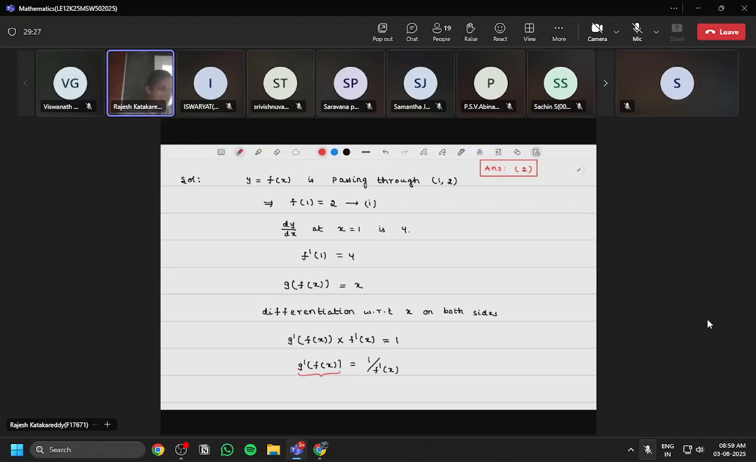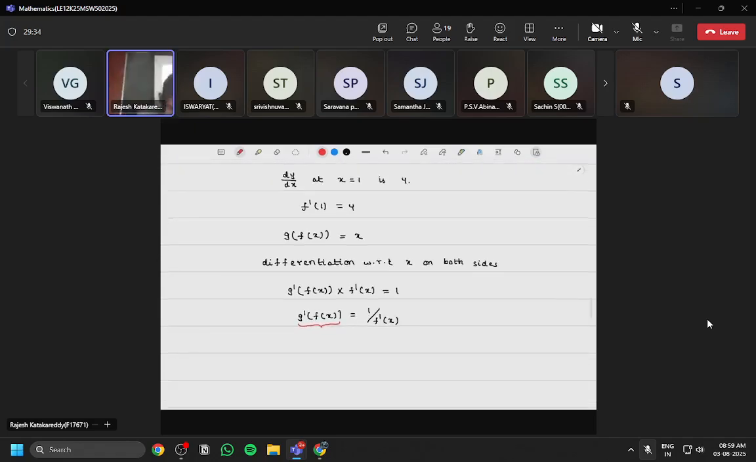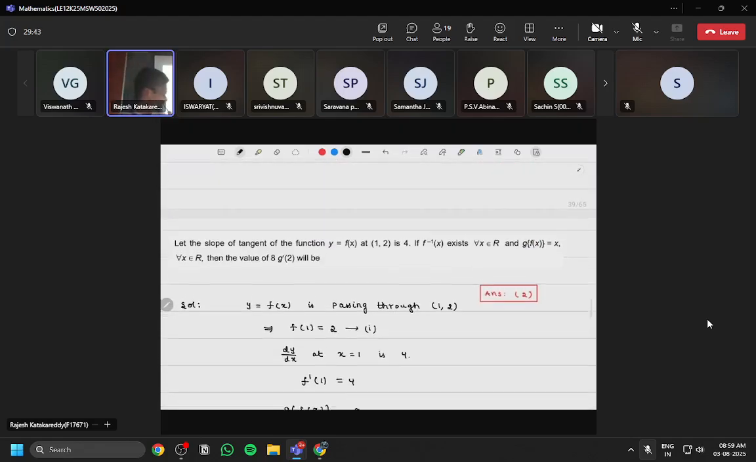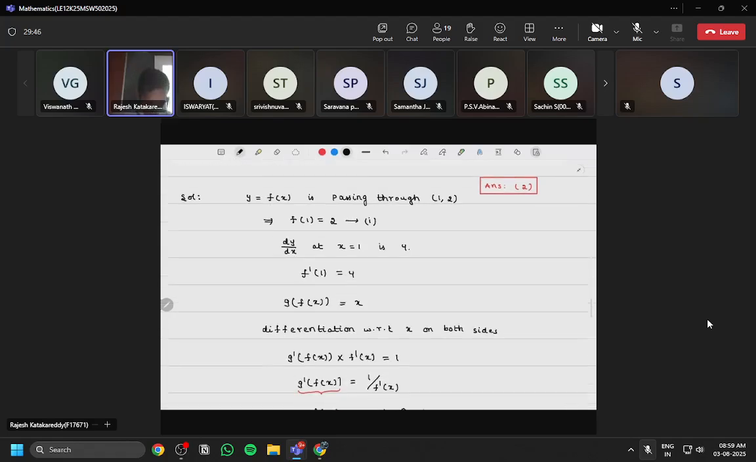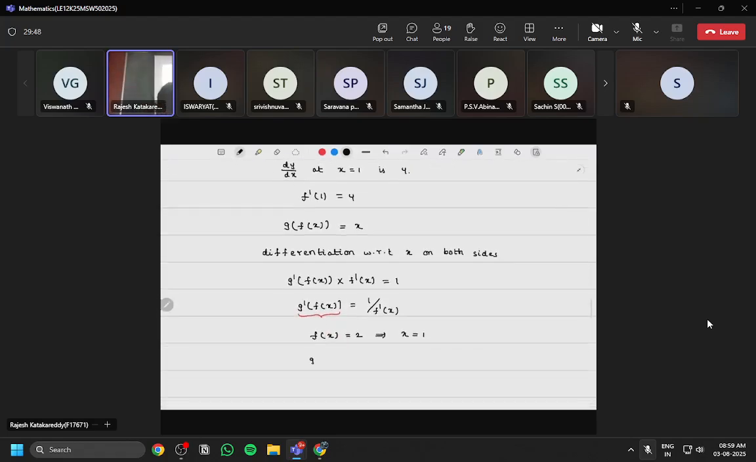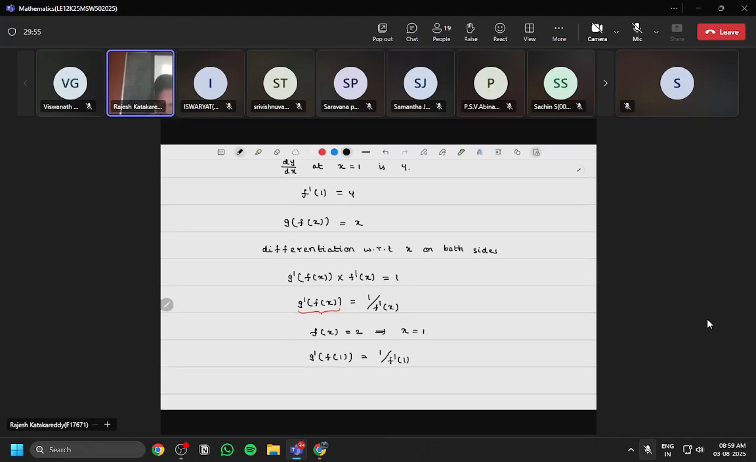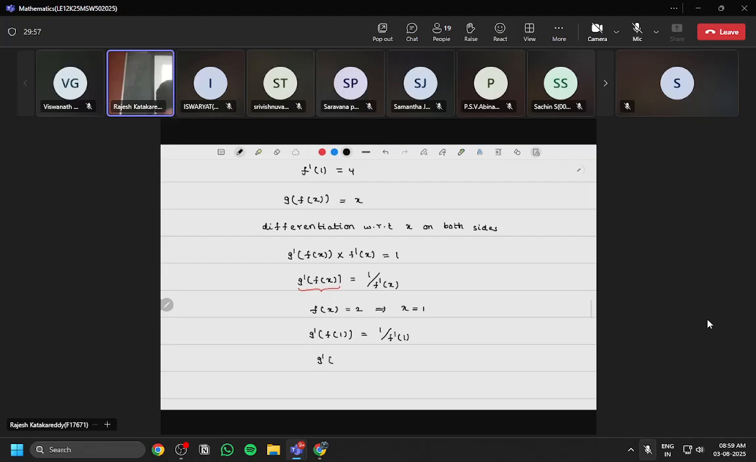Do you understand? Since it is an invertible function, there exists only one value of x. Clear? So I am equating here f of x equals 2. This implies that x must be equal to 1, from equation number 1 that we wrote earlier. Now this becomes g dash of f of 1 equals 1 by f dash of 1. Now I can say g dash of 2 equals 1 by 4.